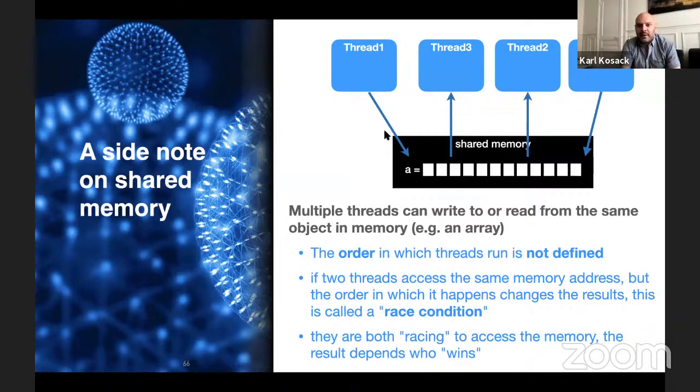You don't know. That means that if you have two threads accessing the same bit of memory, what actually happens afterwards can become undefined as well. The order in which they access that memory can change the results of what you expect. And this is something called a race condition. Two or more threads are racing to see who can access the memory first, and whoever wins gets it. But then the result is what they write to the memory, not what the next thread writes.